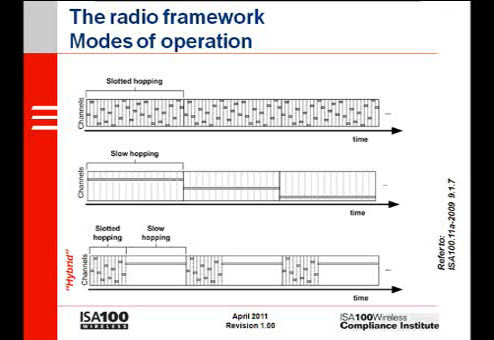The bottom of the slide shows a hybrid configuration, with some time periods using slow hopping and other time periods using slotted hopping. ISA100 supports slotted hopping, slow hopping, or any combination that the system designer selects. To my knowledge, actual systems are all hybrids to some degree.